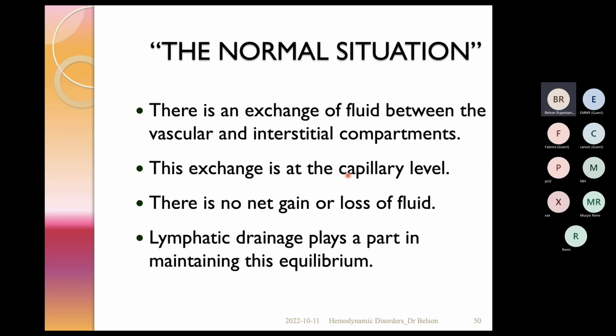In a normal situation, there is exchange of fluid between the vascular and the interstitial compartment. This exchange happens at the capillary level, because our vessels do not let just anything pass; only water and some other things can pass through capillaries, and nothing can pass through veins unless there is a trauma, an injury. So normally there is no net gain or loss of fluid. There is balance. Lymphatic drainage plays a part in maintaining this equilibrium.